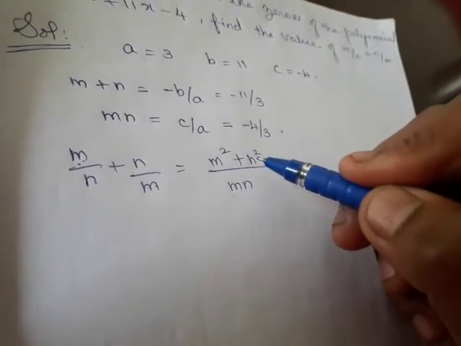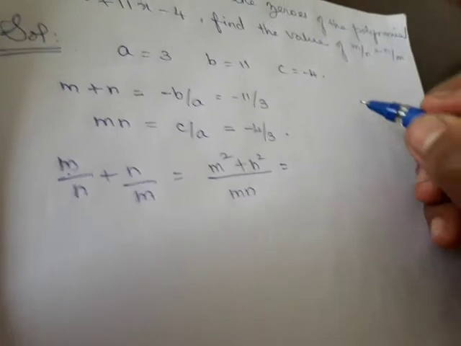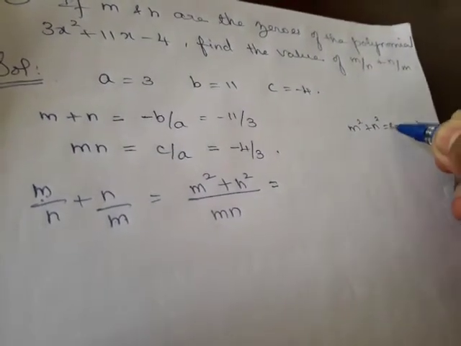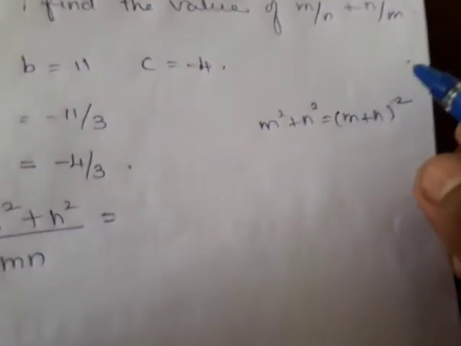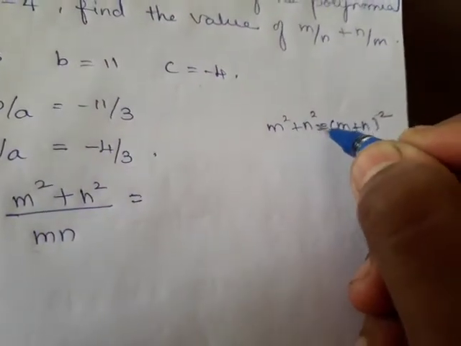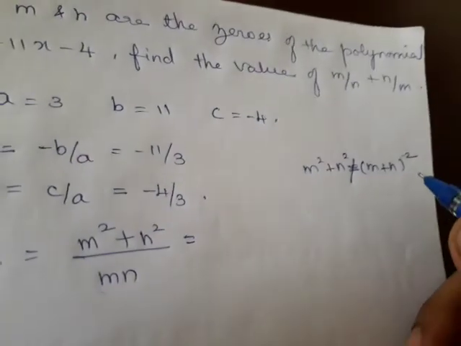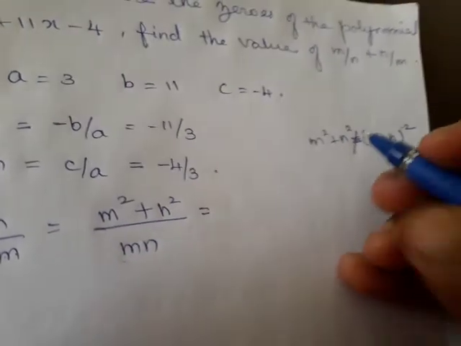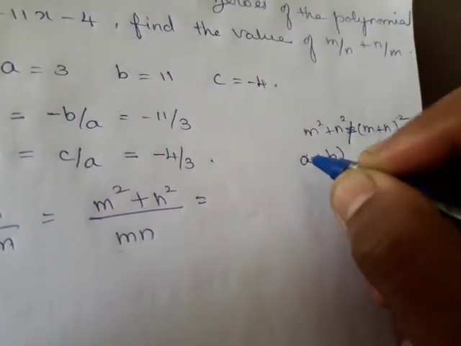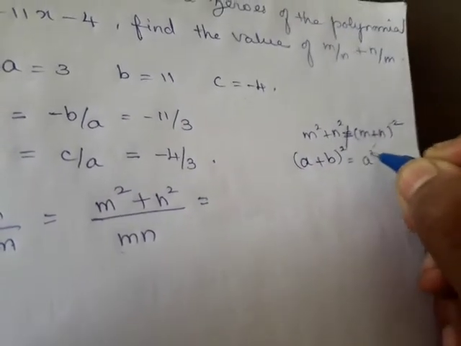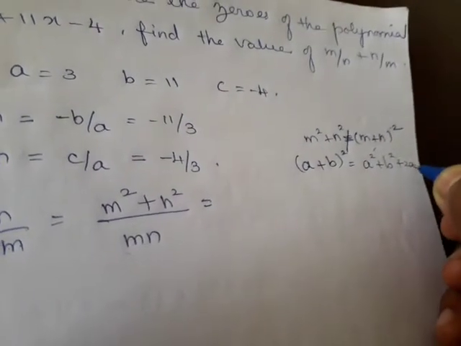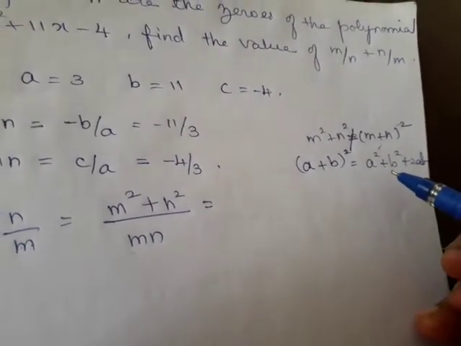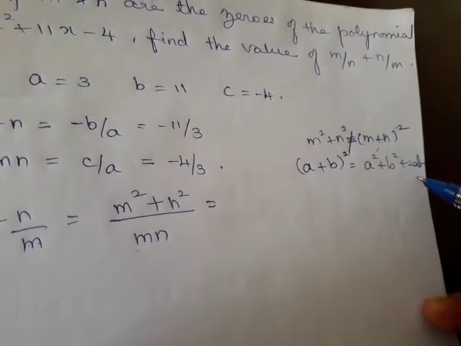But for m square and n square, we don't have a value. Whether m square plus n square is the same as m plus n the whole square? Are these two values the same? No, these two values are not the same. M plus n the whole square is not equal to m square plus n square, because you know the identity, right? What is a plus b the whole square? A plus b the whole square is a square plus b square plus 2ab, right? A plus b the whole square is not equal to a square plus b square alone. It has another term 2ab, right?